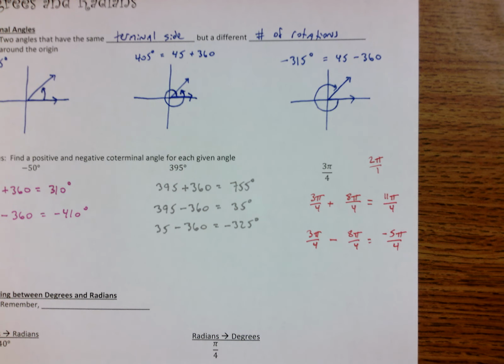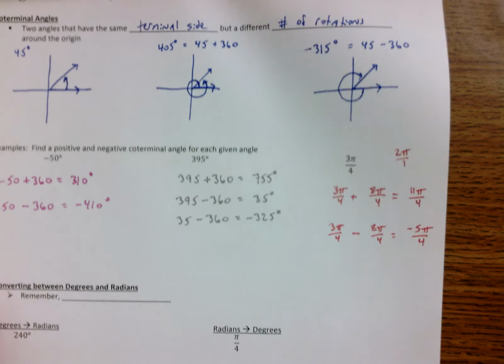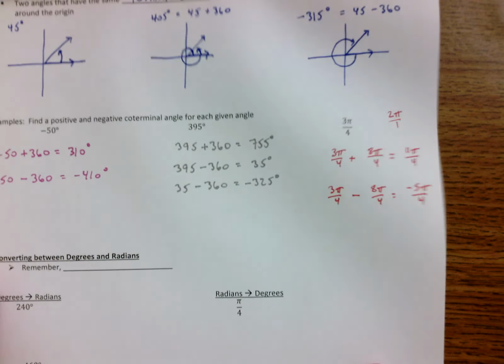All right, so that's all there is with coterminal angles. It's just two angles that end in the same spot, and you find them by adding or subtracting loops of a circle.